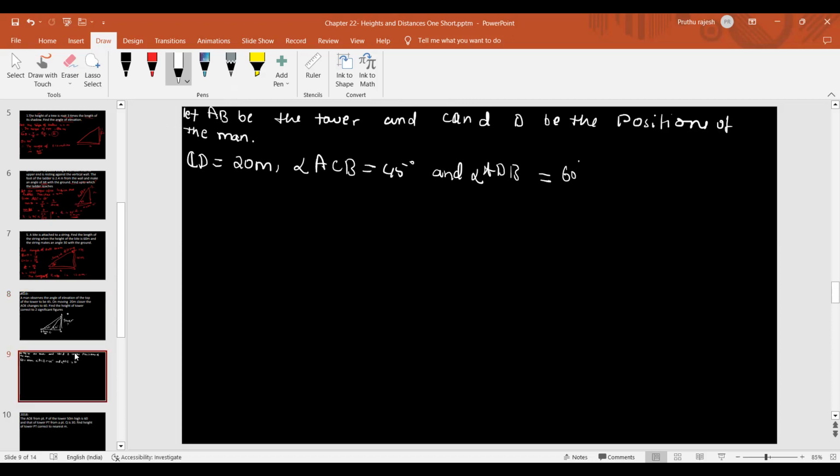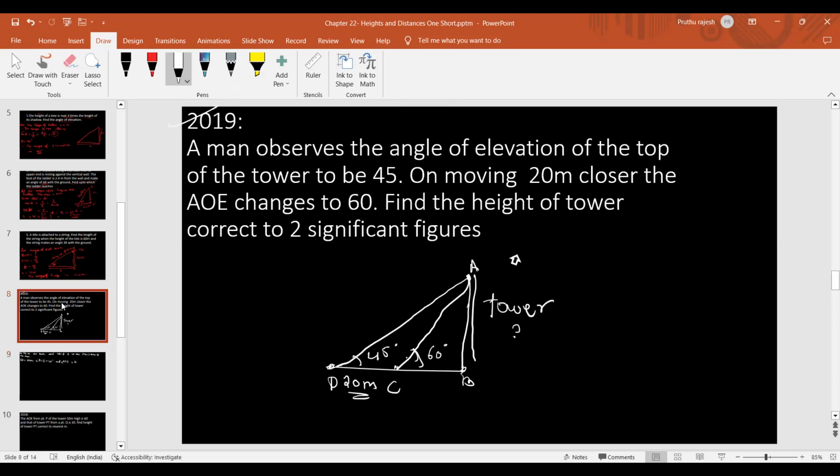Now there's not one triangle we have to deal with. There are two triangles to deal with. So first we take a main triangle to deal with, the triangle ACB, and evaluate the answer. Next, come to the triangle ADB, find out the value, and then further evaluate. I'll show you how it is done.